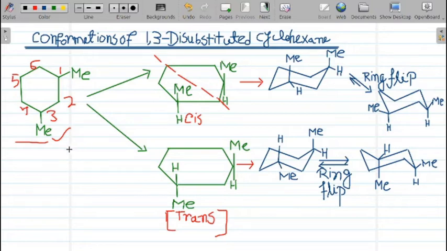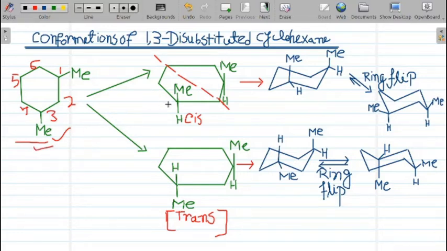We will first work with 1,3-dimethyl cyclohexane. Later we will discuss another 1,3-disubstituted cyclohexane. So first we will discuss 1,3-dimethyl cyclohexane and its conformers.